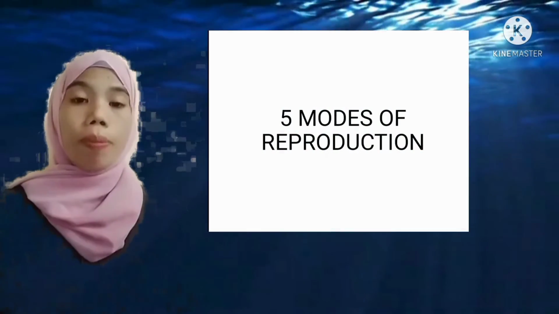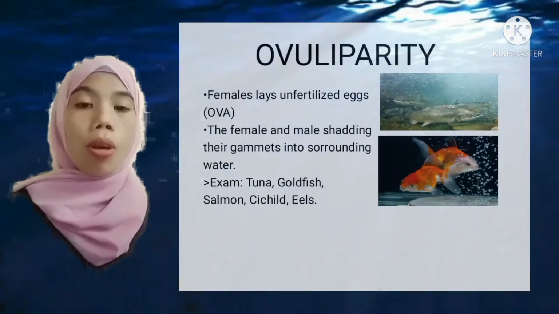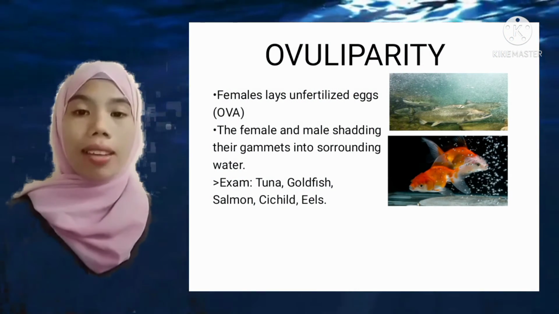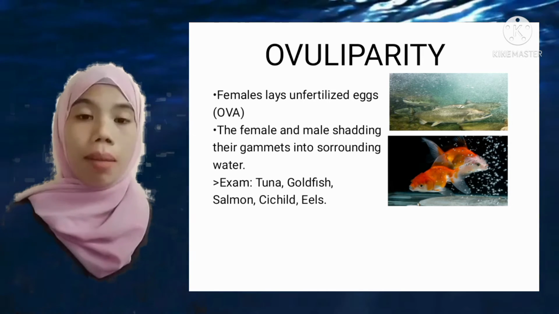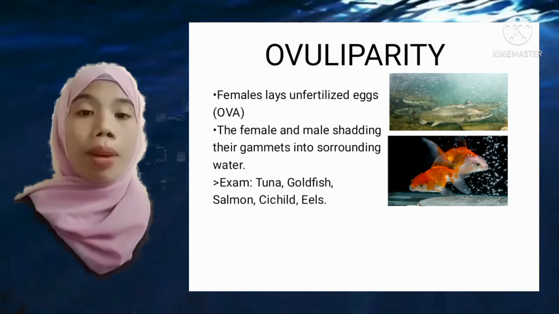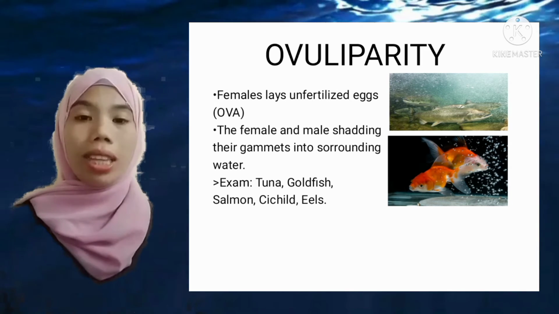There are 5 modes of fertilization. One of these is ovuliparity. Ovuliparity means the female lays unfertilized eggs. Examples of these are salmon, tuna, cichlids, and eels. I provided a picture as a guide so that you can understand easily.